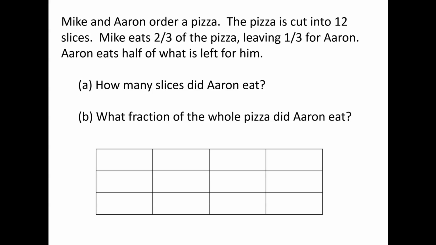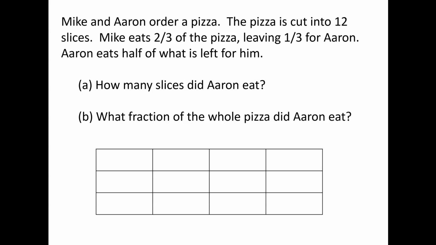Mike and Aaron order a pizza. Once again, this is Detroit style, a big rectangle, and it's cut into 12 rectangular slices. Mike eats 2/3 of the pizza, leaving 1/3 for Aaron. Aaron then eats half of what is left for him.